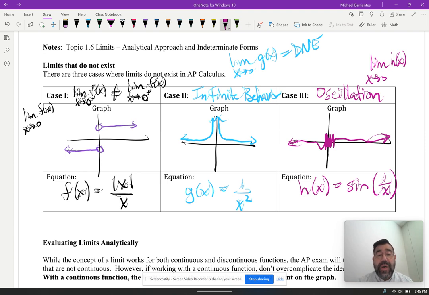Three different cases why a limit will not exist. You have to be familiar with all three because you might run into a situation where they're going to either ask you, does the limit exist? Or you can figure out right away that it's not a possibility because of one of these three cases.